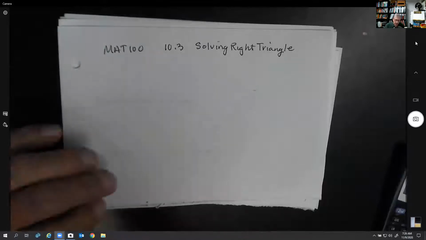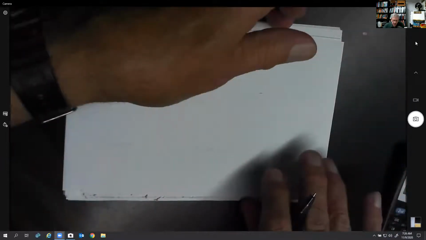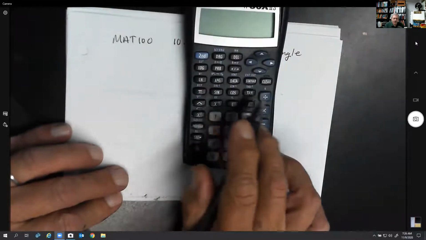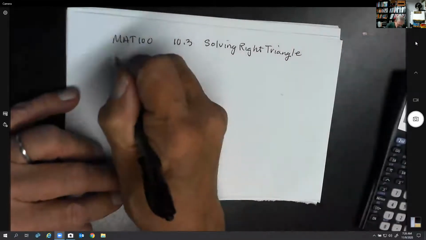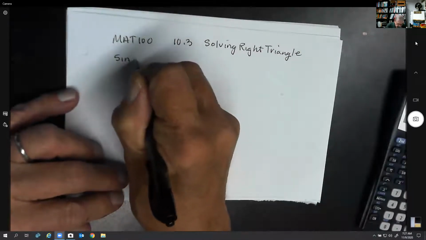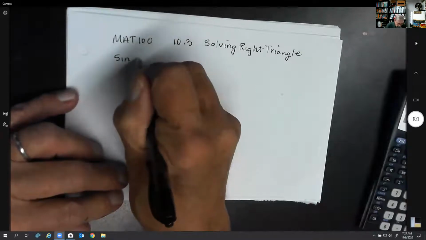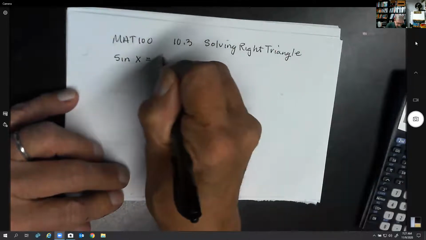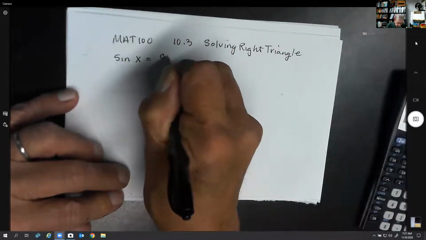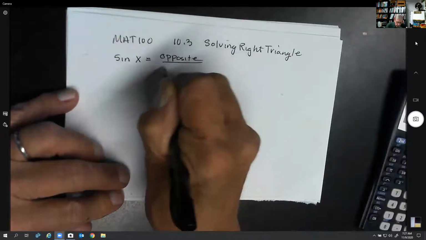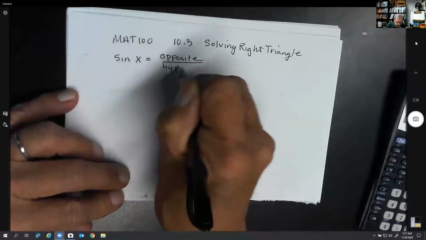So remember that we have 6 relationships, but basically 3 that we use because of our computer or our calculator. We have the sine, cosine, and the tangent. So let me put those down. The sine of an angle, let's call it angle x, is equal to the opposite side over the hypotenuse. Remember, the hypotenuse is always the longest side.